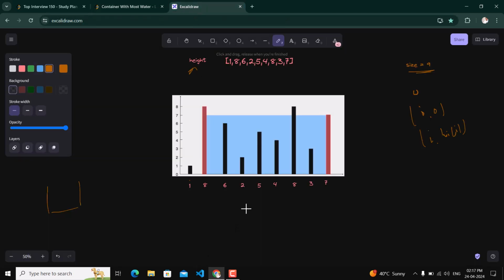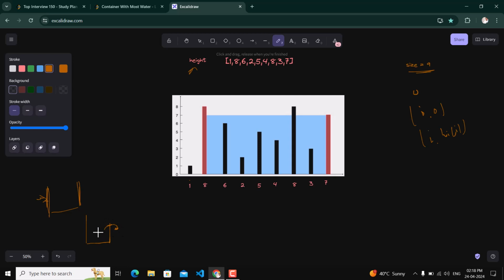To contain water in any container, it should have two sides and a base. So we have to find these two heights such that this container will have the maximum amount of water. If we have a container like this, the maximum amount of water that can be stored is up till this height, because after this the water will fall from the container through the path with the lower height.